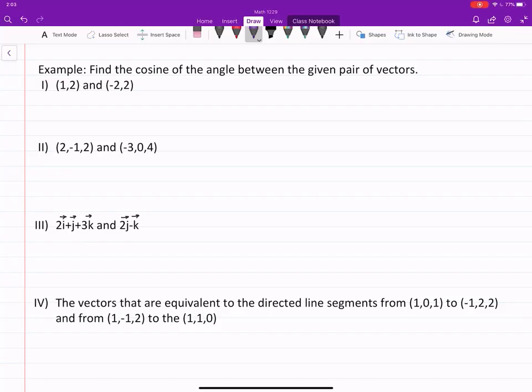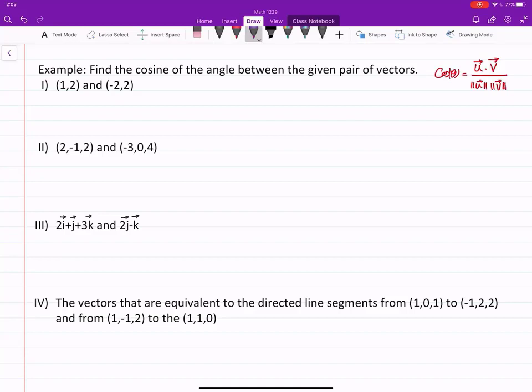Hi, in this video we will do some examples for the cosine formula. Remember that we can find the cosine of the angle between two given vectors if we use this formula: the dot product of u and v in the numerator, and then the product of their lengths in the denominator. That gives us the cosine of the angle between these two vectors.